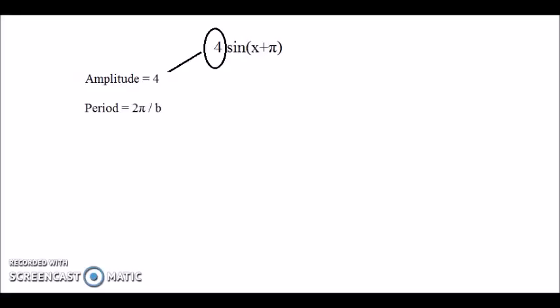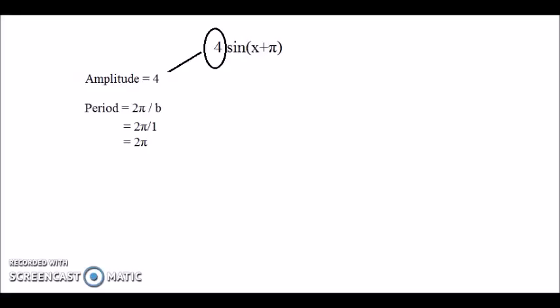Next, if we advance the basic sine graph to 4 sine bracket x plus pi bracket, we have to find the amplitude, period, phase shift, and frequency. In this case, the amplitude is the first term of the graph, which is 4. Next, the period, which shows how far the graph can stretch in one cycle. We use the formula 2 pi over b, where b is the coefficient of x, which is 1, and we will get 2 pi.